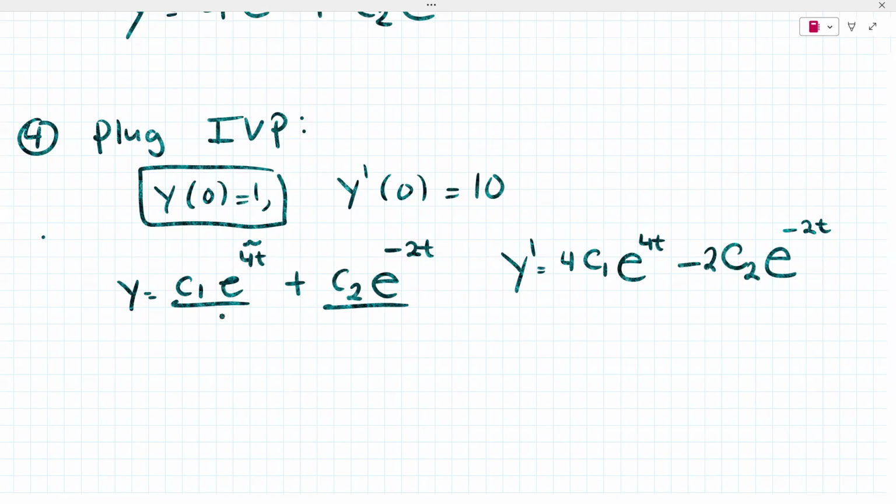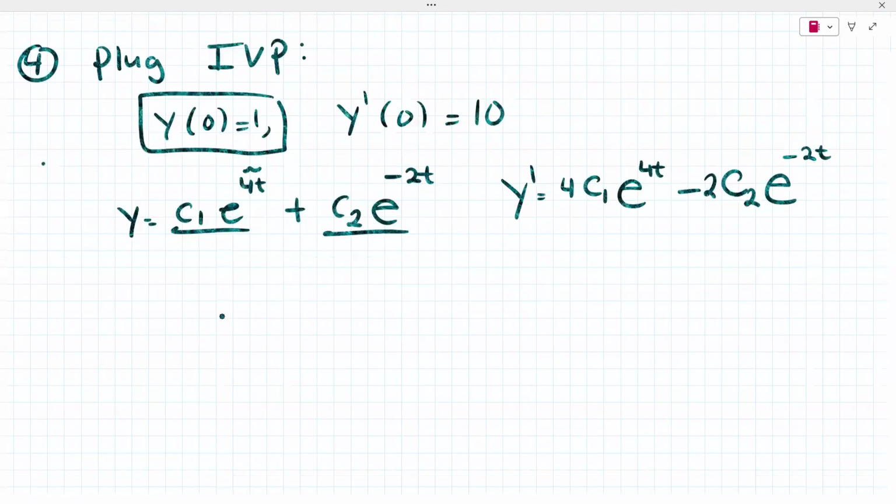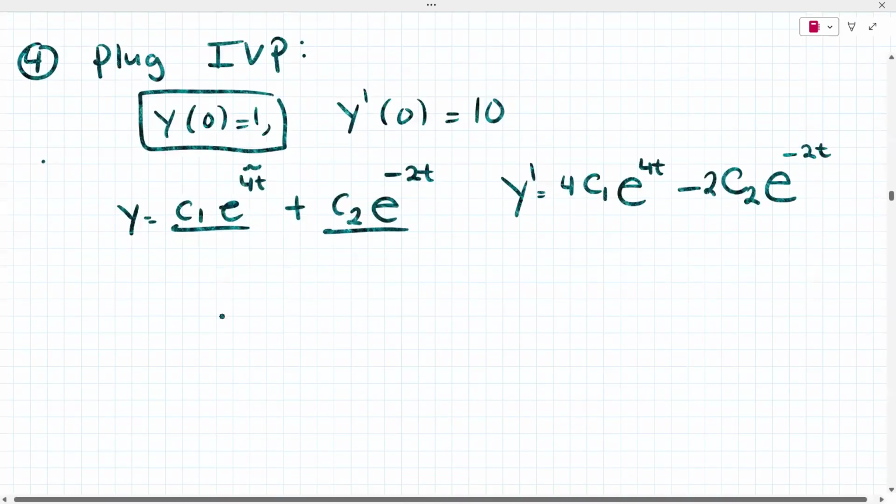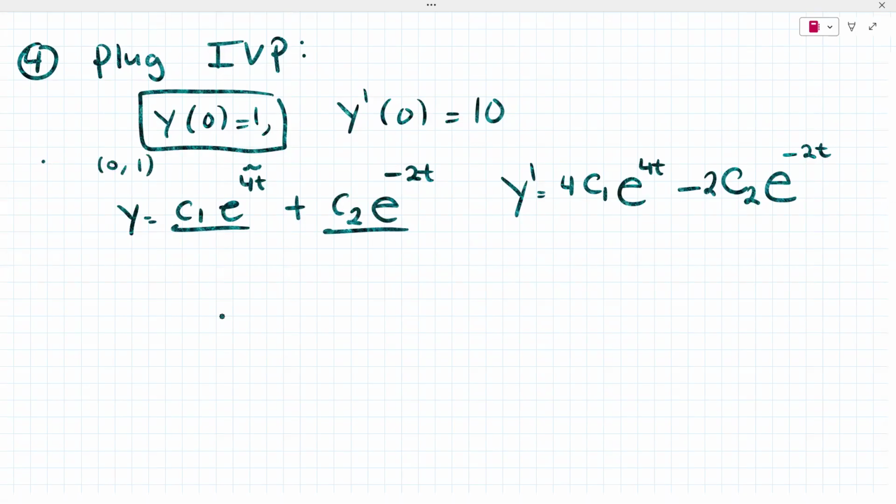Okay, so we're going to need that. Now we're going to set up our system equation. So let's plug in the initial condition of an x value of 0 and a y value of 1. So replace your y with 1. And also, our x is the same thing as our t. So our t is actually going to be 0.